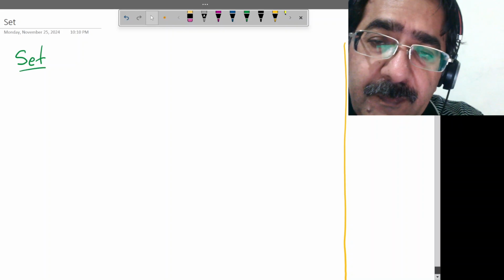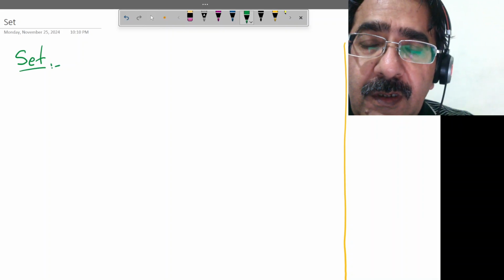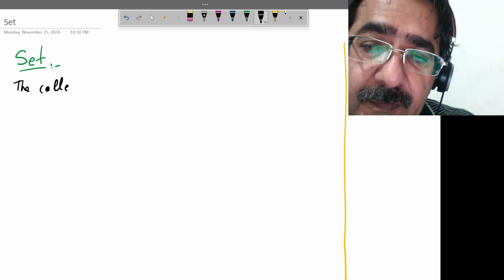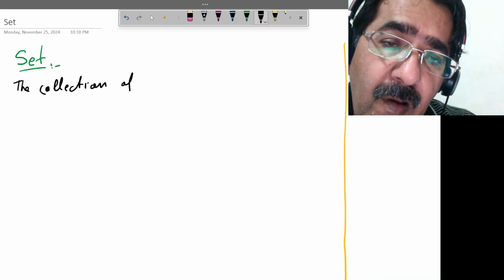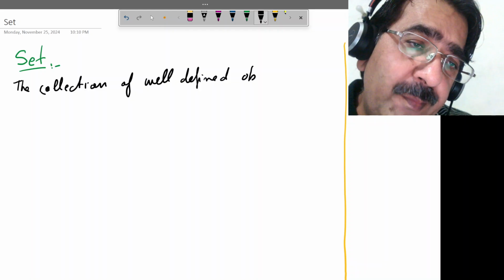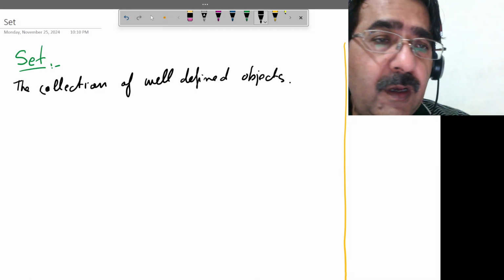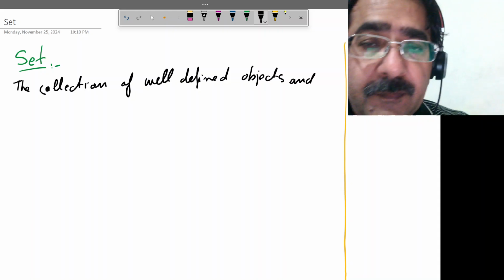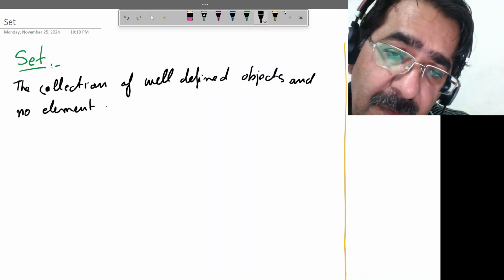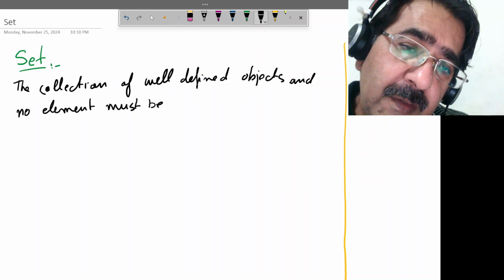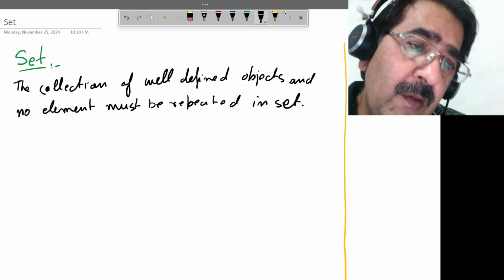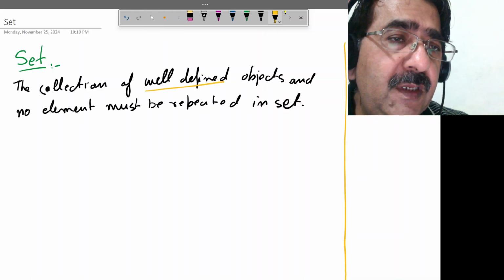Our topic is about the set. Sets are actually a collection of well-defined objects, and no element must be repeated in a set. Okay, now the question is, what is the meaning of well-defined?